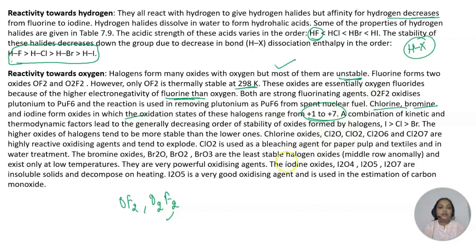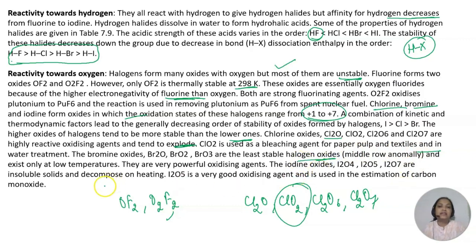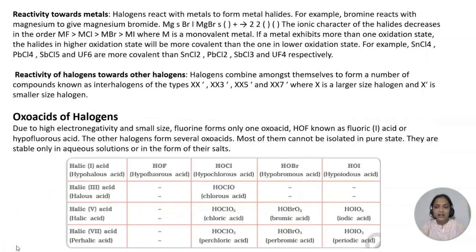Now we have higher oxides of halogens. They tend to be more stable than the lower ones. So we have chlorine oxide, Cl2O, then ClO2. Different types of oxides are formed. They are highly reactive oxidizing agents and they tend to explode. ClO2 is used as a bleaching agent for paper pulp and in textile industries. Bromine oxides are the least stable halogen oxides, and they exist at low temperatures only. They are powerful oxidizing agents. And iodine oxides are insoluble solids. They decompose on heating. So we are talking about every halogen here.